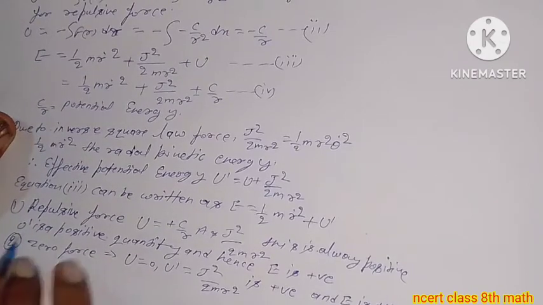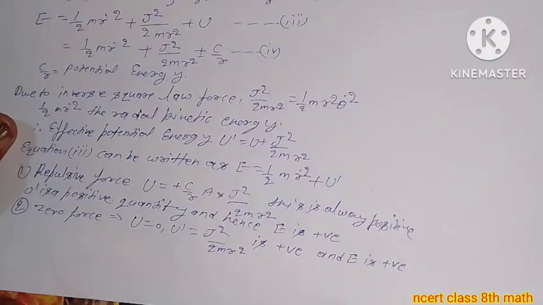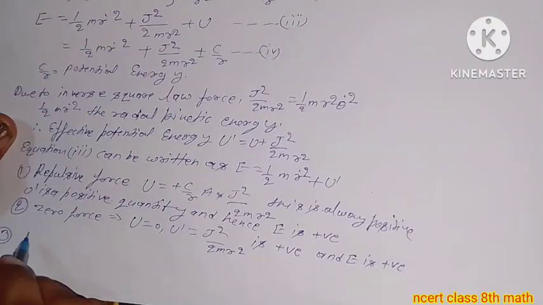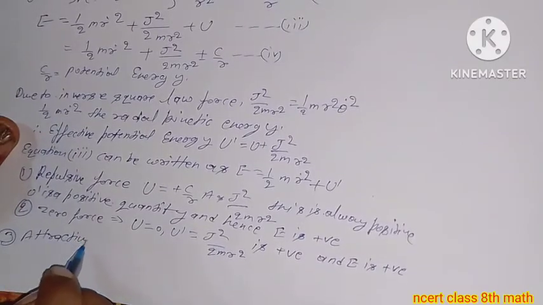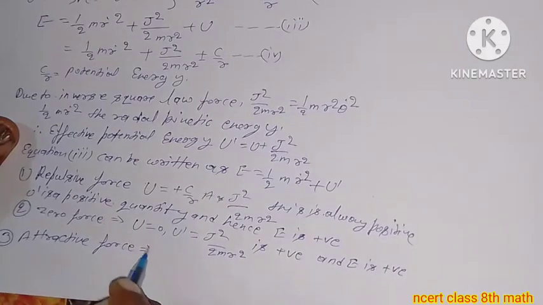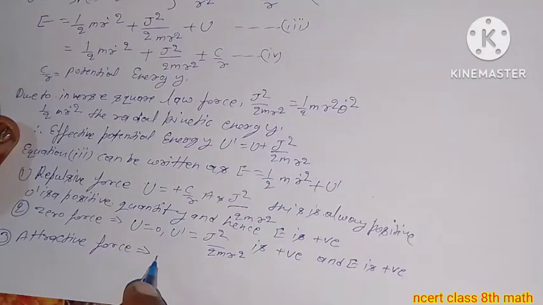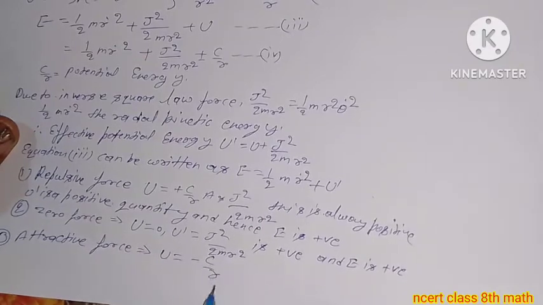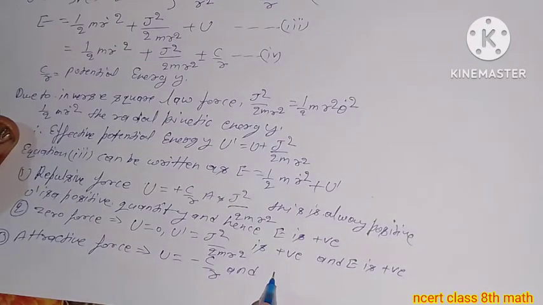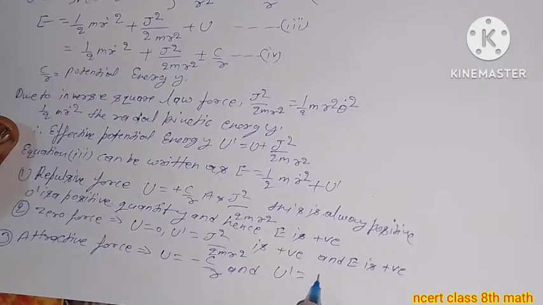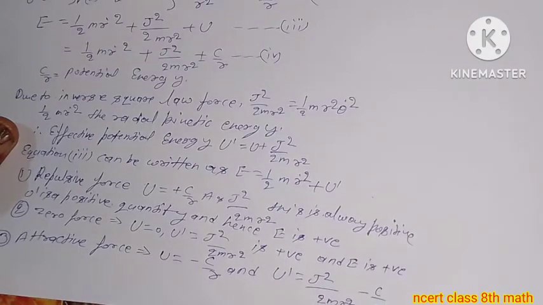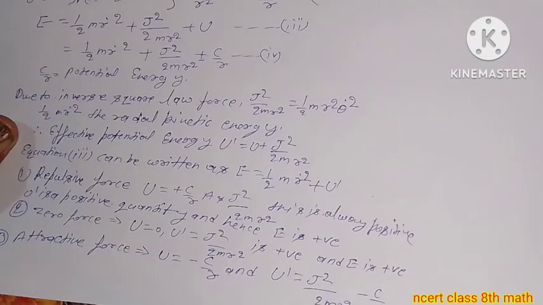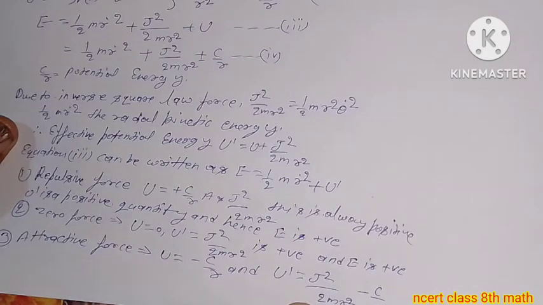And third, attractive force. For an attractive force, U equal to minus C upon r and U dash equal to J square upon 2m r square minus C upon r. The variation of J square upon 2m r square with r is shown in the first curve.